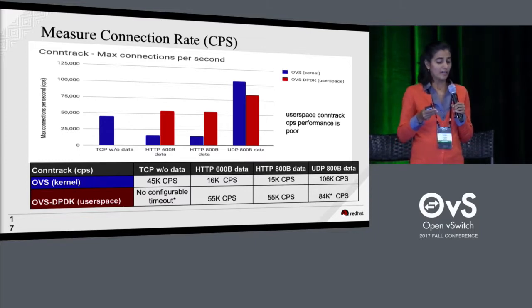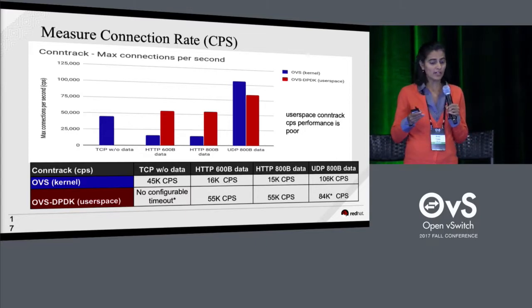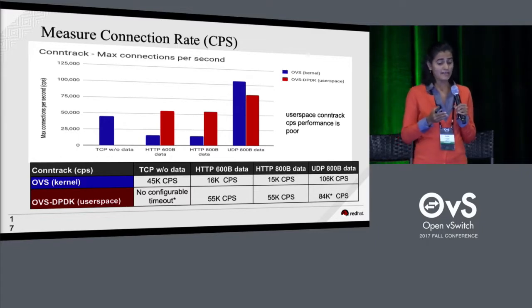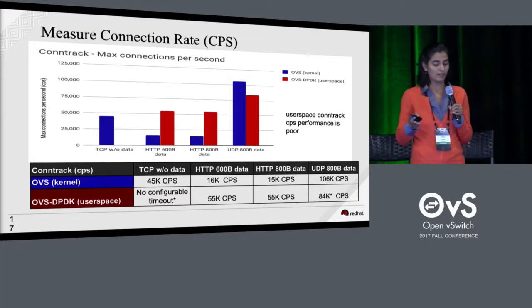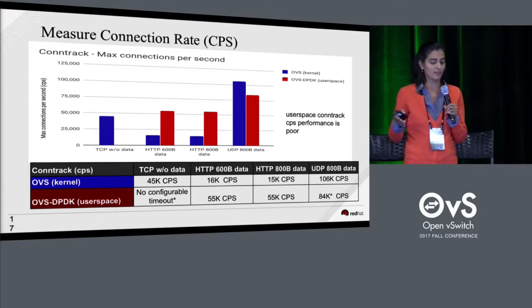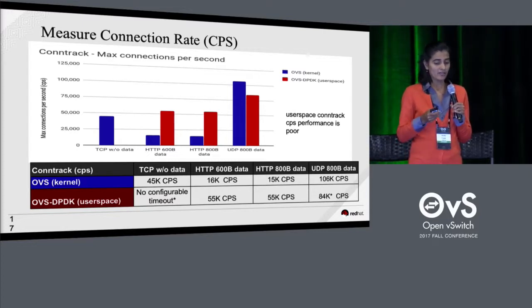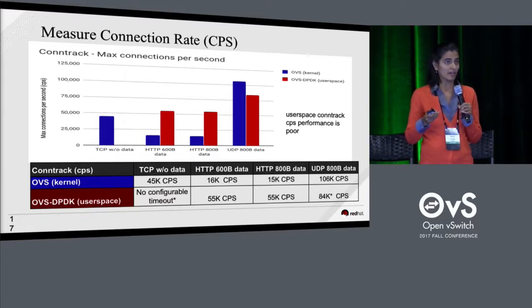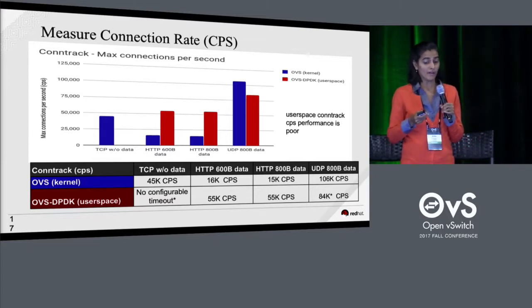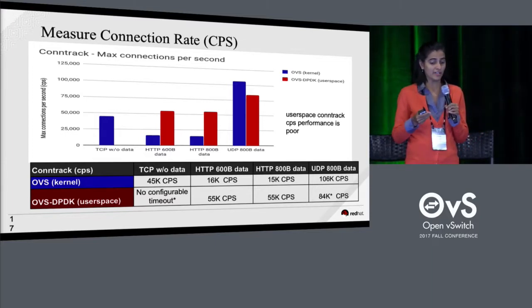So we have data for TCP, where we have no data, and we're just having the SYN, SYNACK, and terminating FIN, FINACK. And then we have with data 600 byte packets and 800 byte packets. And then you have UDP here with 800 byte packet data. And you can see that UDP has really good performance right now. It's almost 100K connections per second. That means you're reaching 500K steady state entries.